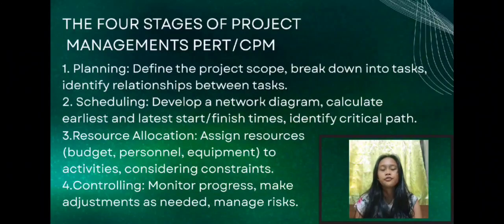There are four main stages when applying PERT and CPM in project management. First is planning. Here in planning, you define the project scope, break the work into smaller tasks, and identify the relationships between those tasks.